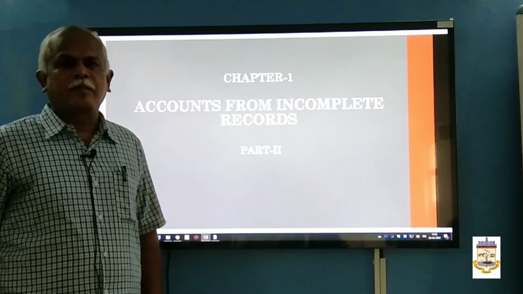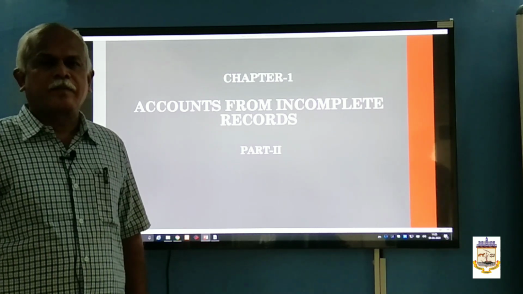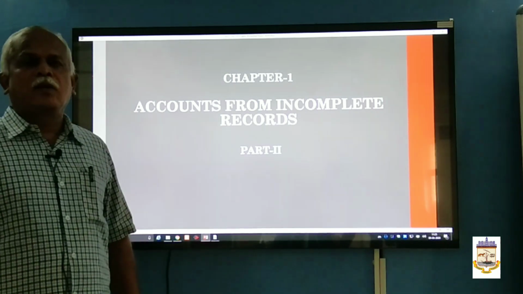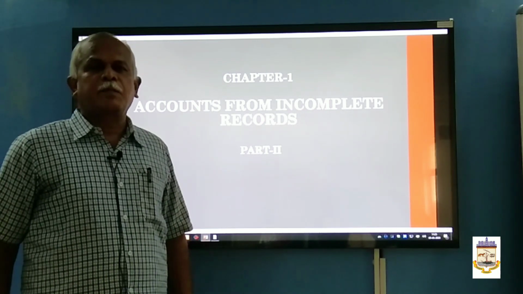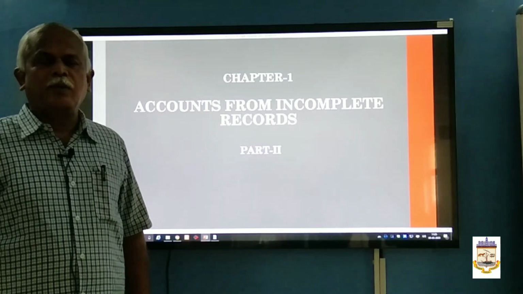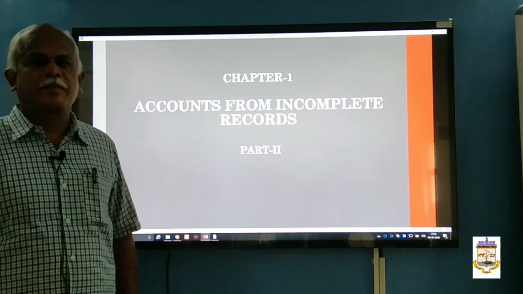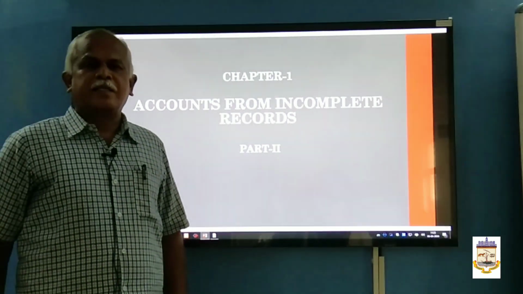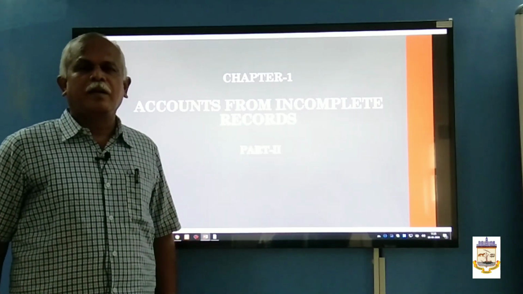We know final accounts means trading account, P&L account and balance sheet. The trading account shows the gross result of the business, from which we get the gross profit or gross loss made in the business, and the profit and loss account is prepared to calculate the net profit of the business. These two statements are also called profit and loss statements, and the balance sheet is prepared to find out the financial position of the business.